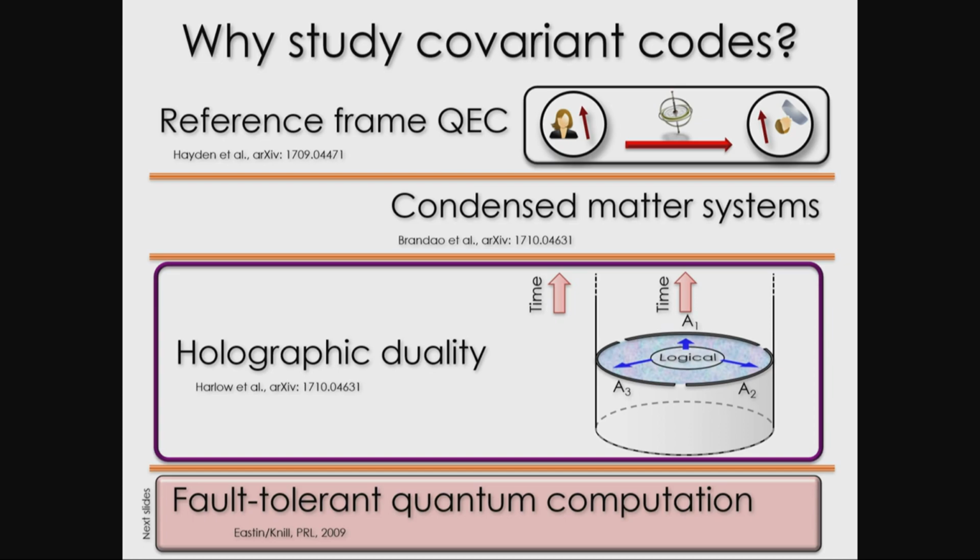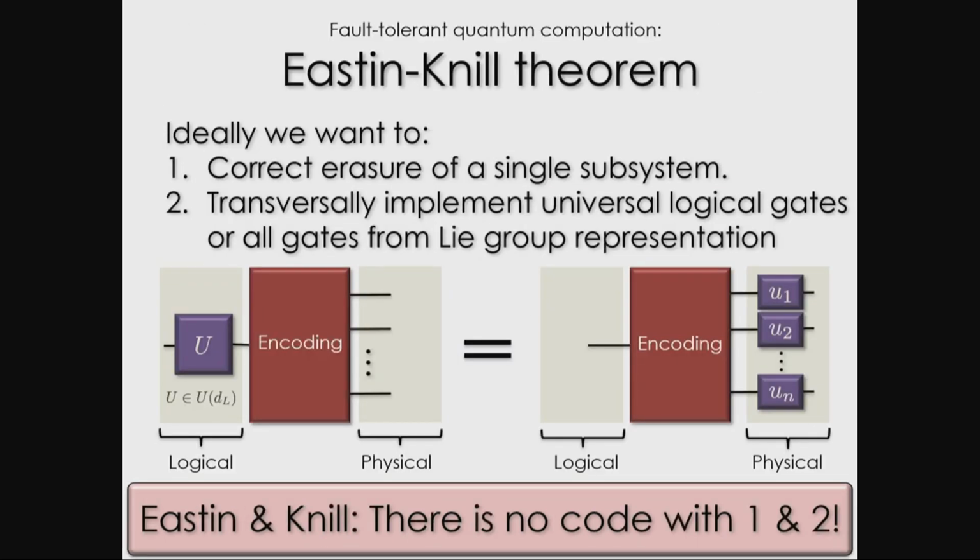Our last example is fault-tolerant quantum computation. I'm going to expand on it on the next slide because it's more important for us at this stage, and I'm going to explain it using the Eastin-Knill theorem. Suppose you want to do fault-tolerant quantum computation. Ideally, you want a code that can do two things: correct erasure of a single subsystem, so it is a good quantum error correcting code, and also transversally implement a universal set of logical gates. You want to be able to implement any logical unitary by a tensor product operator on the physical Hilbert space.